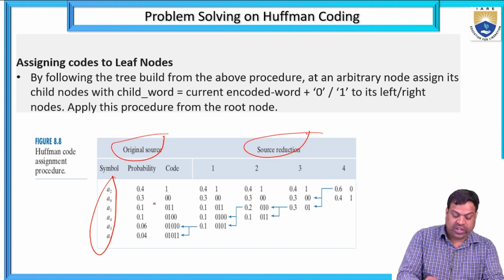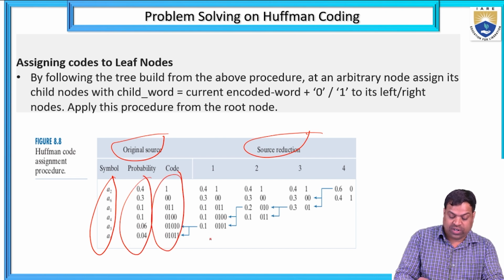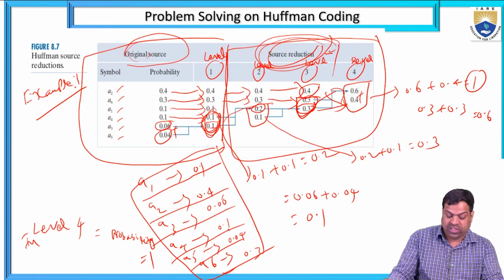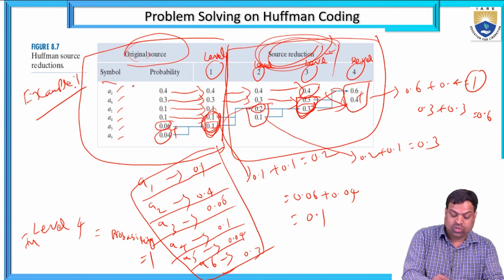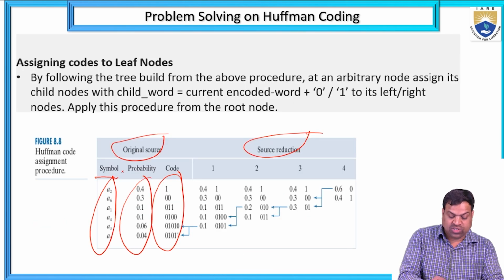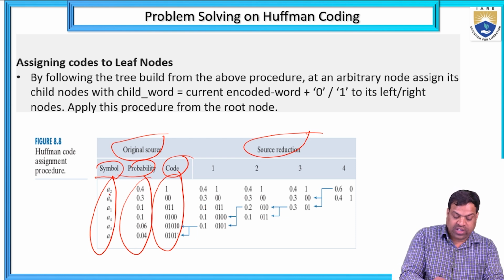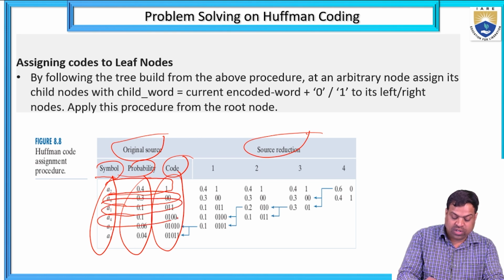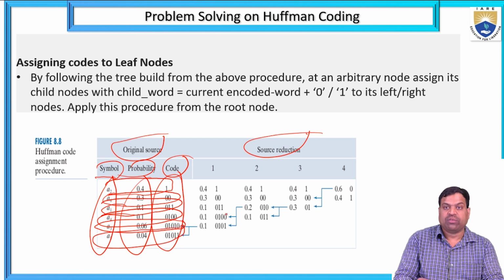I am taking A1, A2, A3, A4, A5, A6, and the probability values are there. And what is the code word? In the previous example they gave the source symbol and probability. But here I am taking source symbol, probability and code also. So what is the code here? Here 0.4 code is 1. Here A6 code is 2. Here 0.1 code 3. Here 0100. Here 01010. Here 01011. Okay, they gave the codes also.